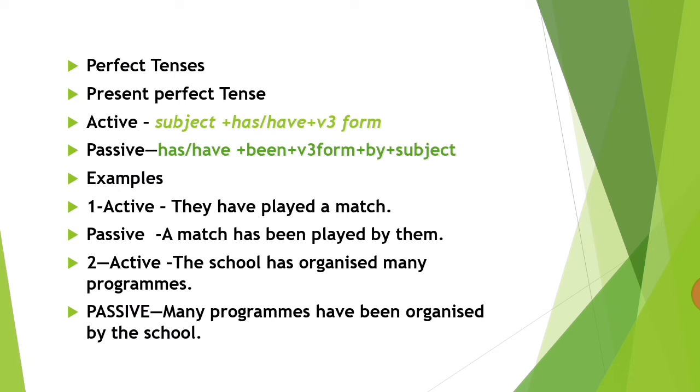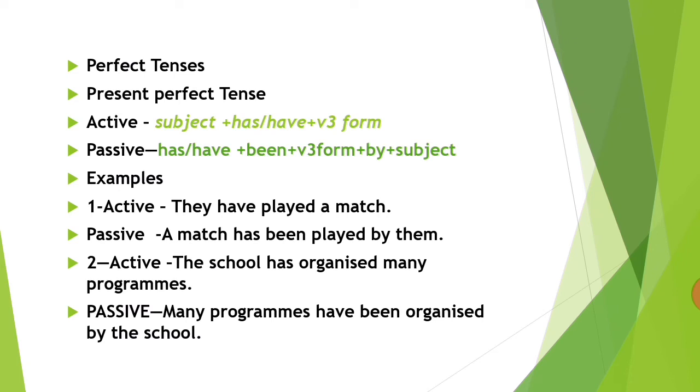While changing into passive voice, the formation will be like this. We will use has, have, plus been, plus verb third form, plus by, plus subject. Now see the examples. The sentence in active voice: They have played a match. While changing into passive, what do we write? A match. Then we use the helping verb, that is has, then been. A match has been played by them.